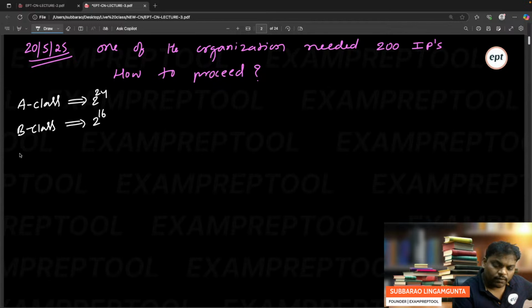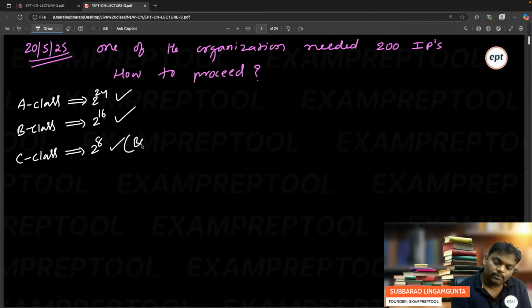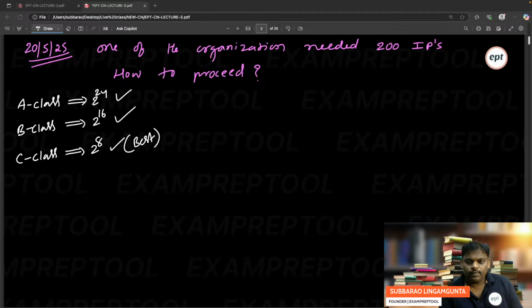One C class, if you take, is 2 power 8 IPs. But remember, I want 200 IPs. If I want 200, A is okay, B is okay, C is okay, but the best one is C class. Please let me know if anyone has any objection here. One of the organizations needed 200 IPs. How to proceed? That is the story.